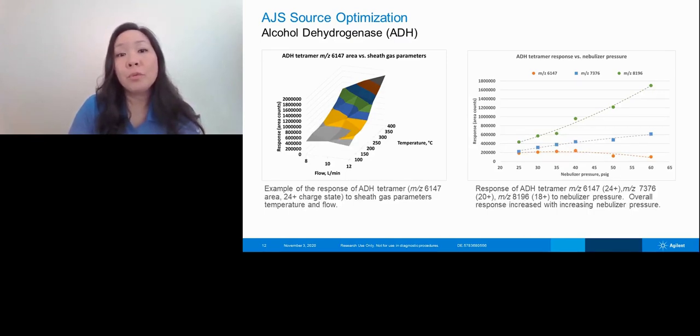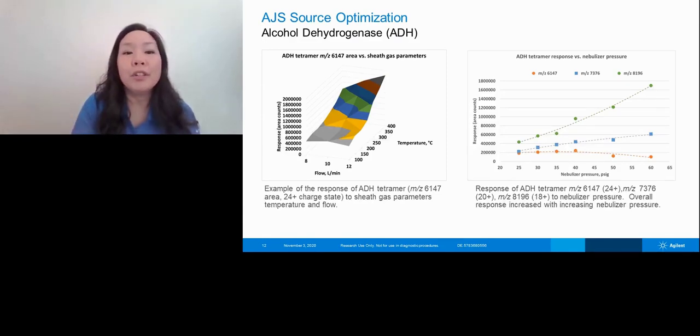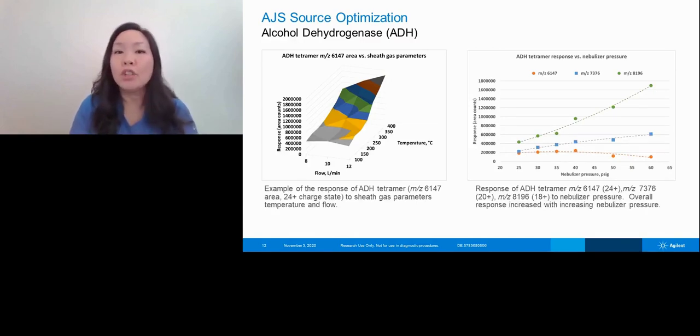And then if you were to also monitor the response of a couple different charge states, like the apex of the charge envelope, with the nebulizer pressure, you can also see the shifting of the charge envelope along with the nebulizer pressure here.